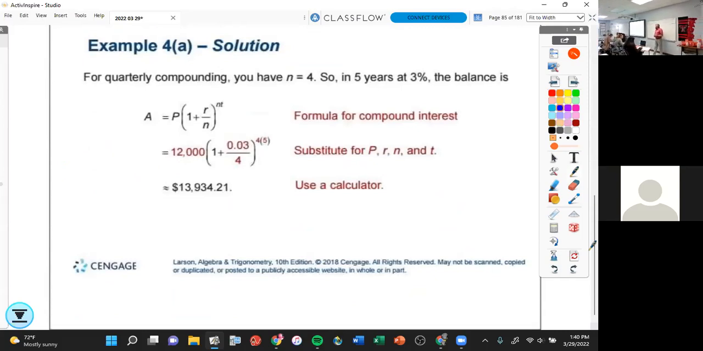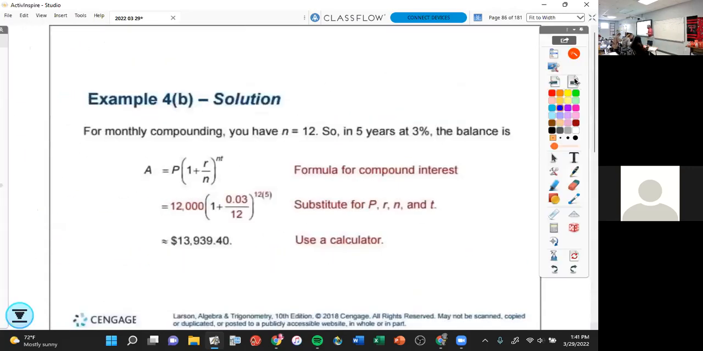After 5 years, you will have $13,934.21. How much profit did you make on your $12,000? Perfect. So the amount of interest we made was $1,934, right? This is compounded quarterly. Next slide, compounded monthly. It goes from 1934 to 1939. You made $5 extra because it was compounded 12 times instead of 4 times. It still took you 5 years to make that $5. So you made an extra $1 a year. Congratulations. Continuous is going to be more than this.